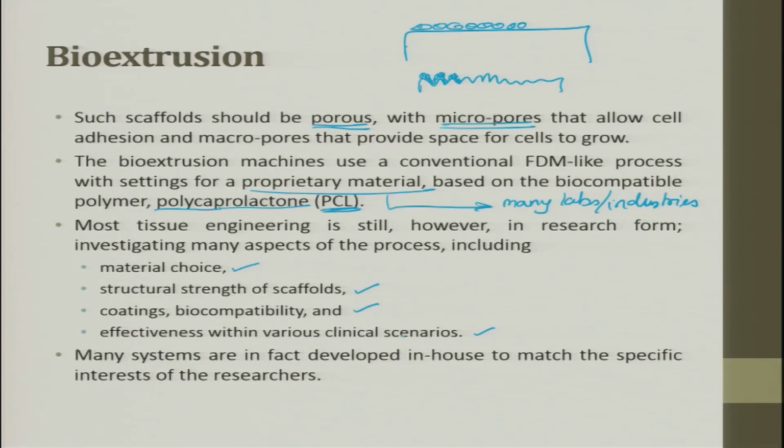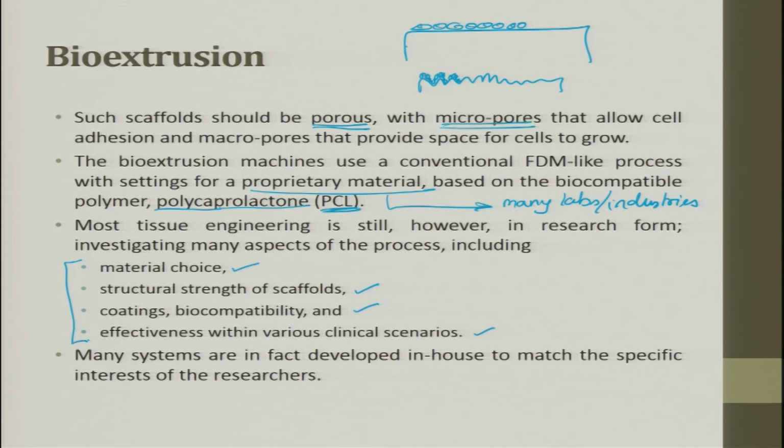Clinical scenario: if you make a bio product or a biomechanic product and integrate it outside the body, it is easy to get clinical clearance. If it is inside, it needs stringent testing. So, these are some of the investigations, even now people are executing it. The challenge here is not the machine, the challenge here is the proprietary material. Many systems are in fact developed in-house to match the specific interest of the researcher.